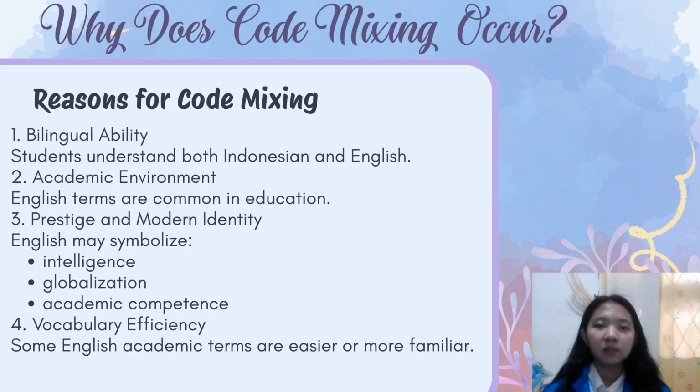Why does code mixing occur? The reasons are: 1. Bilingual ability. Students understand both Indonesian and English. 2. Academic environment. English terms are common in education. 3. Prestige and modern identity. English may symbolize intelligence, globalization, and academic competence. And the last reason is vocabulary efficiency. Some English academic terms are easier or more familiar.